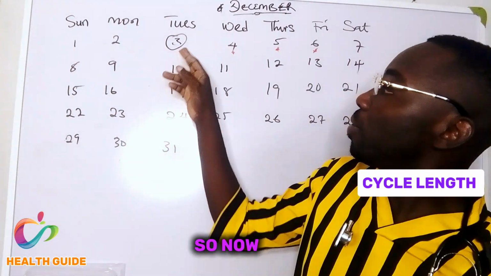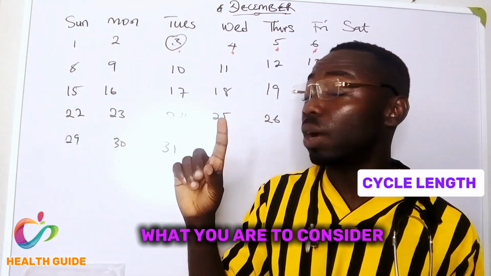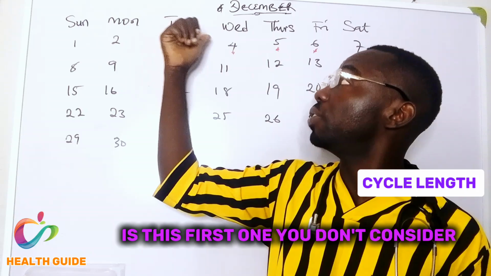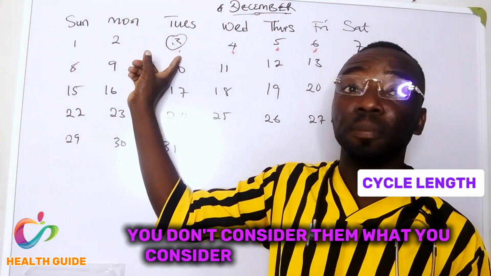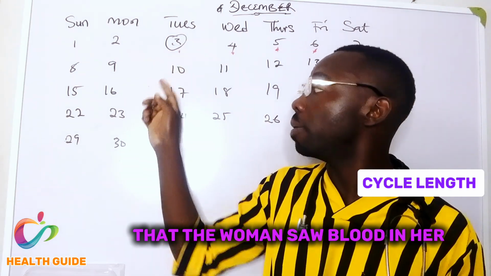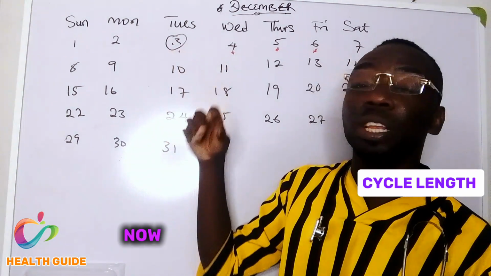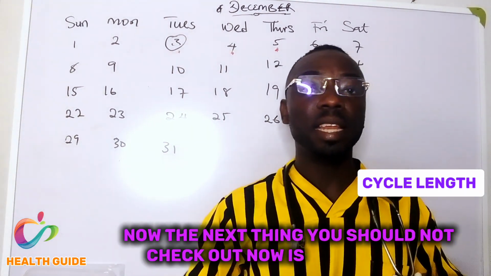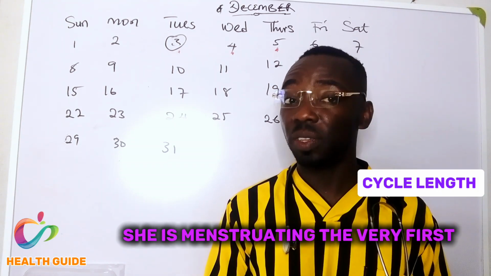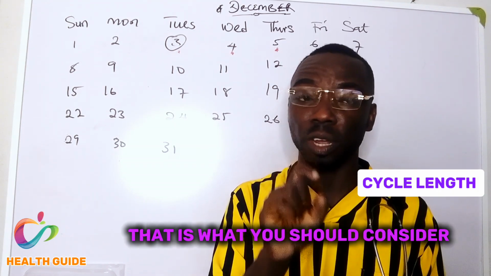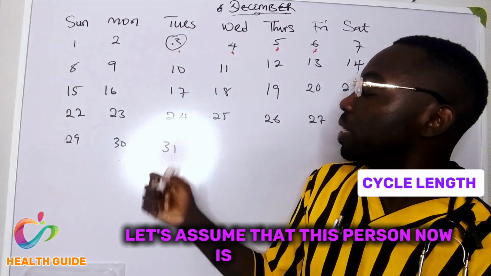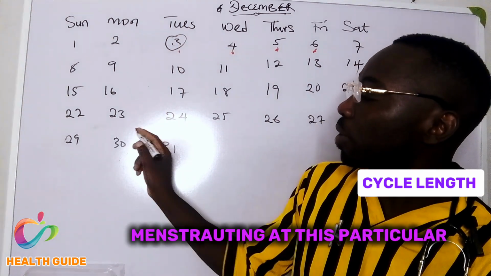Okay, so what you have to consider when calculating the cycle length is this first one. You don't consider these ones. What you consider is this very first day that the woman saw blood in her private part. The next thing you should check is the next time she is menstruating. The very first day she is menstruating, that is what you should consider. So let's assume that this person menstruated on this particular day.